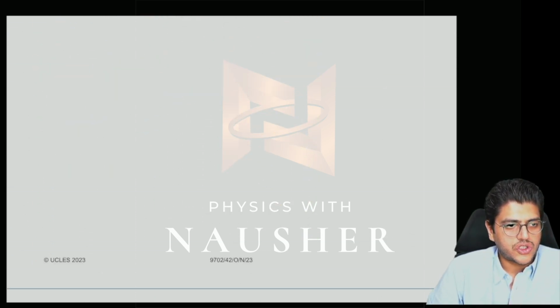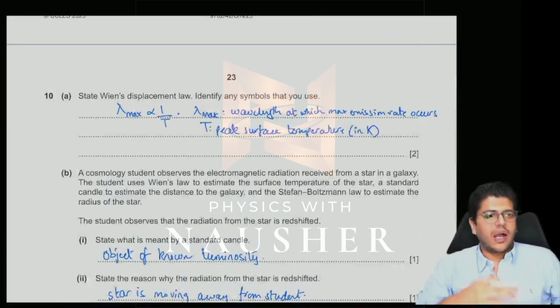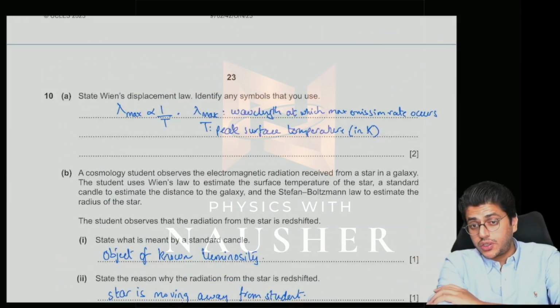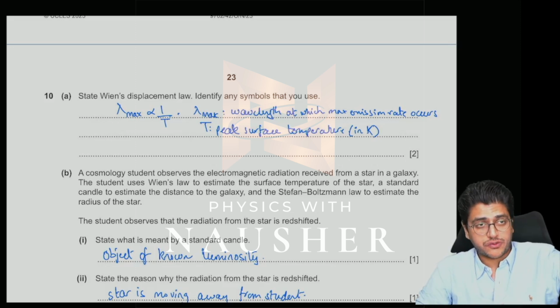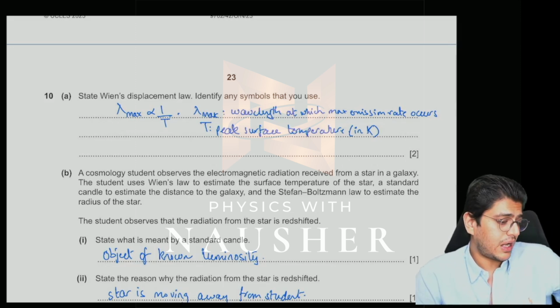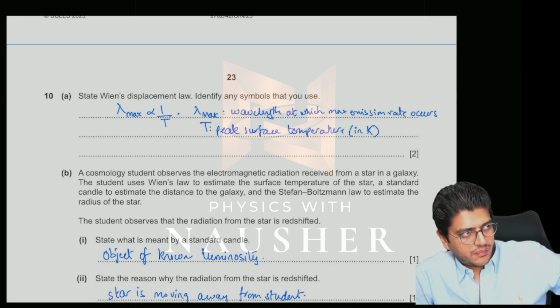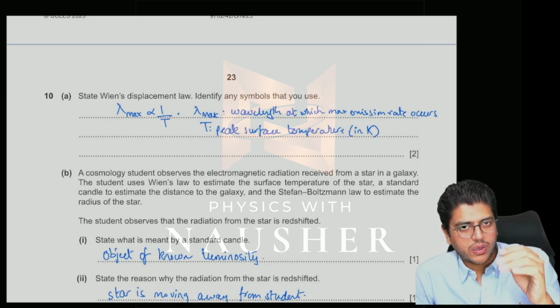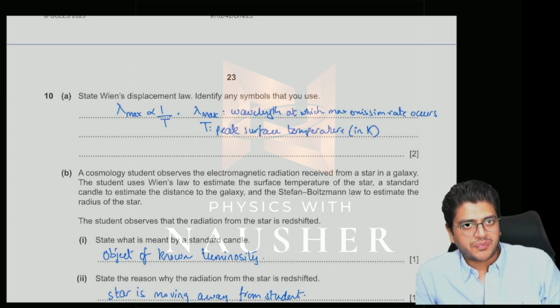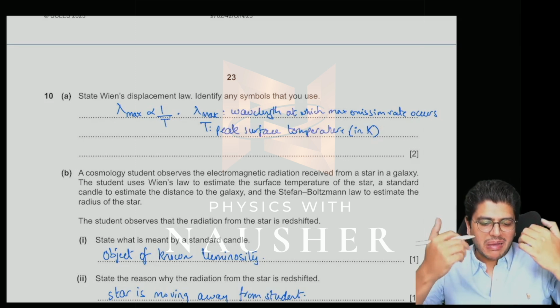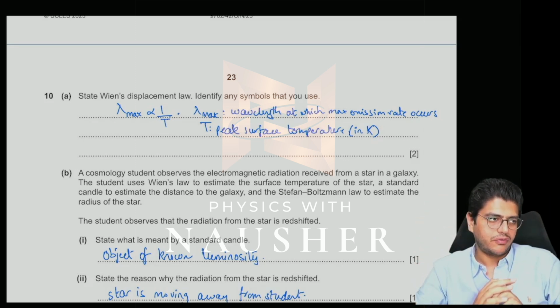That's the question. And the last question: state Wien's law. Again, definition. You have to memorize. No ifs, no buts. No, I forgot. Wien's law is simple. Lambda max is inversely proportional to temperature. Lambda max is the wavelength at which maximum emission rate occurs. So this is that wavelength which has maximum emission rate from a star.